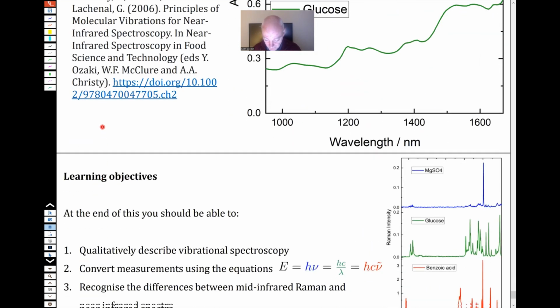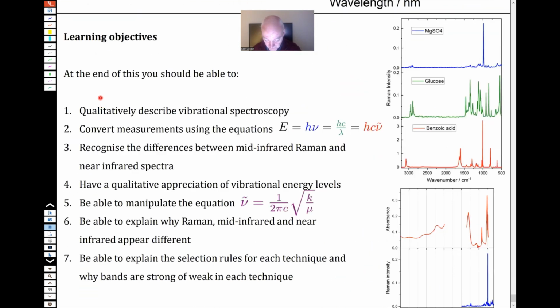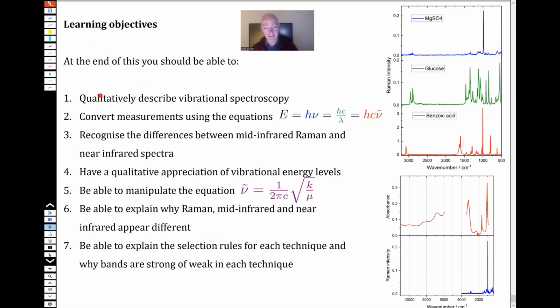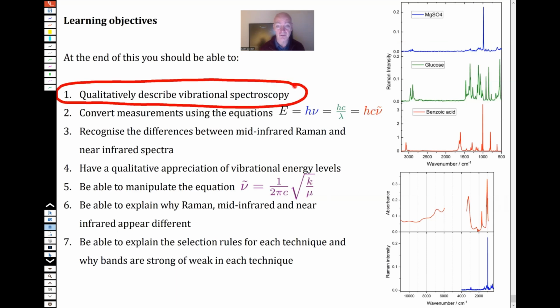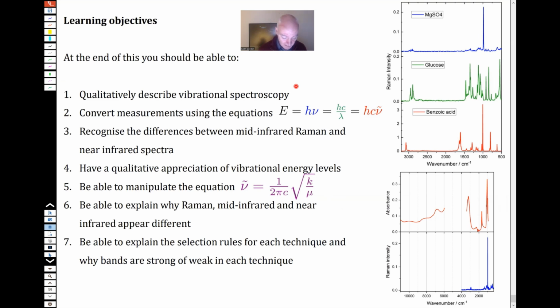Okay, so that, I think, is us more or less done. Let's just go over what we were talking about and see if we've more or less covered everything. So the learning objectives were, we're going to qualitatively describe vibrational spectroscopy. Hopefully one can do that now. Again, using diagrams is often a good way to do that. Convert measurements using the equation E equals h nu, equals hc over lambda, equals hc nu tilde. Again, that's a fairly straightforward thing to do based on the table that I provided, and one should be able to do that.